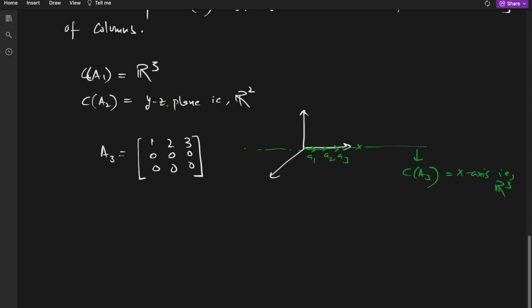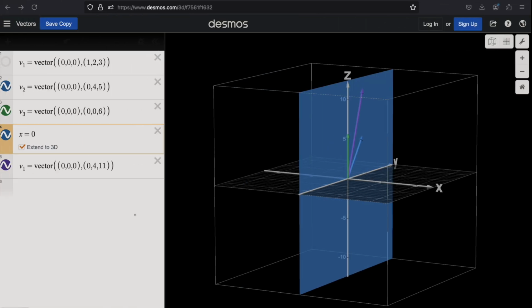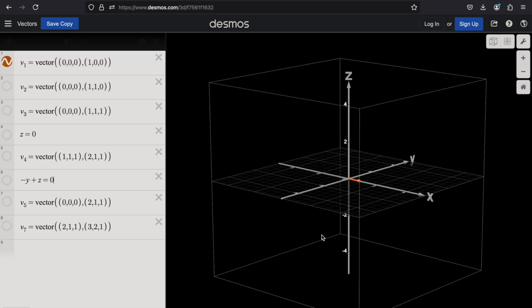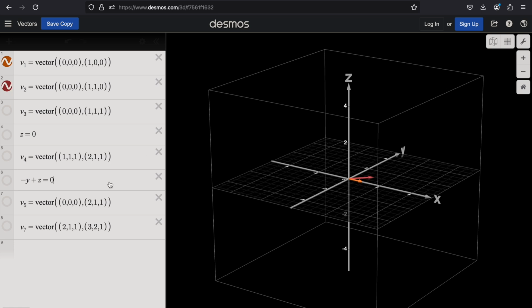Okay. Let us suppose we have this matrix M, with columns 1 0 0, 1 1 0, 1 1 1. First of all, the three columns are linearly independent, right? So this is the first column vector, 1 0 0. This is the second column vector, 1 1 0. This is the third column vector, 1 1 1.